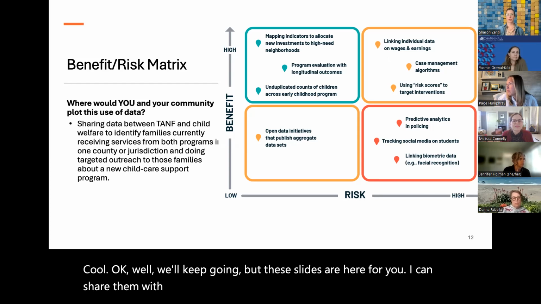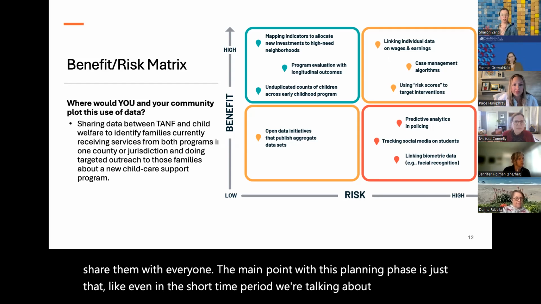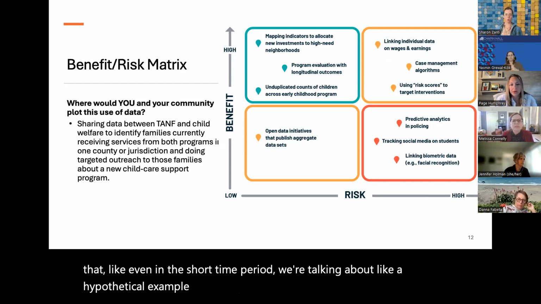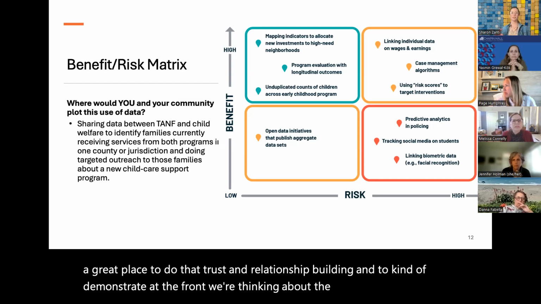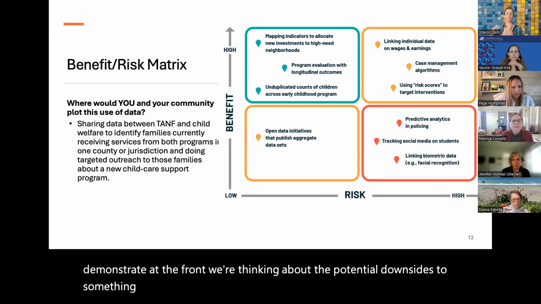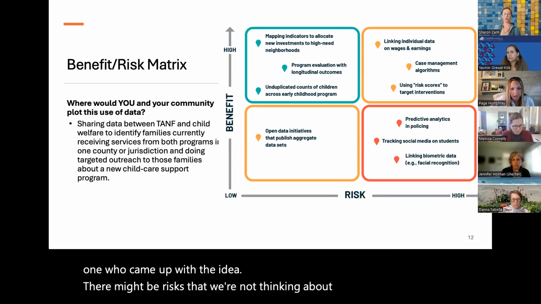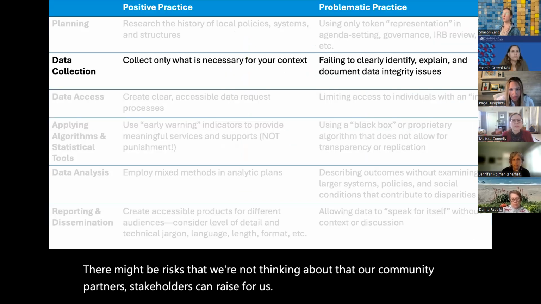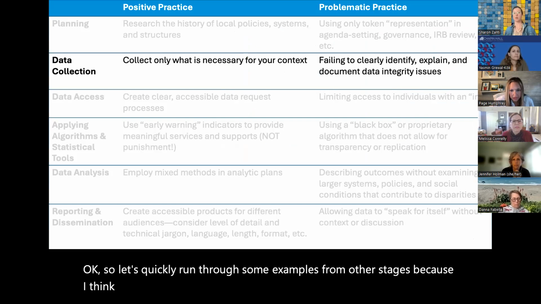The main point with this planning phase is that even in this short time period, talking about a hypothetical example, we talked about a lot of nuance to cover, and this is a great place to do that trust and relationship building and to demonstrate it at the front. We're thinking about the potential downsides to something that at first blush might sound really helpful, like if we're the one who came up with the idea, but there might be risks that we're not thinking about that our community partners and stakeholders can raise for us. Okay, so let's quickly run through some examples from other stages, because I think we have folks on the call who touch all of these.